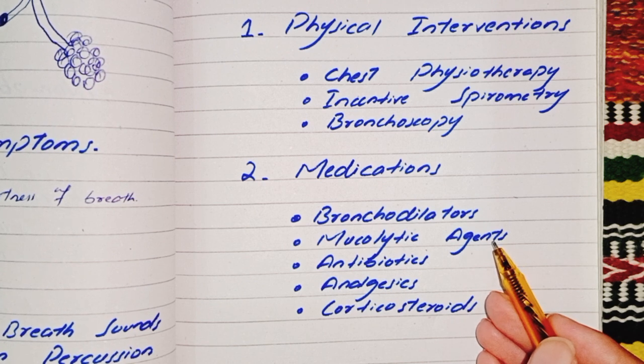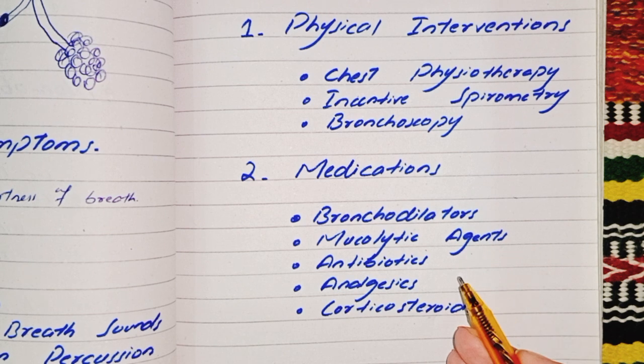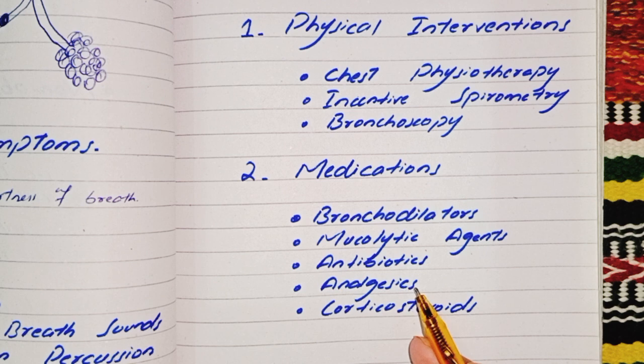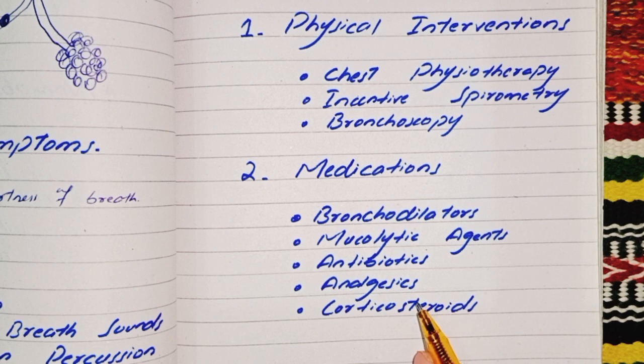Our third medication is antibiotics, necessary if the atelectasis is associated with bacterial infection such as pneumonia. Our fourth medication is analgesics. Pain management is crucial, especially post-surgery, to ensure the patient can breathe deeply and cough effectively. Appropriate analgesia can prevent atelectasis from worsening.